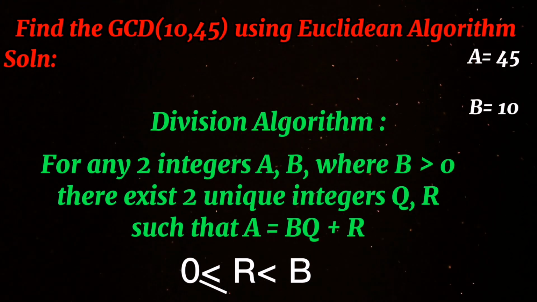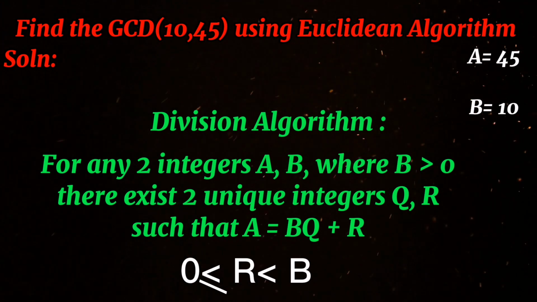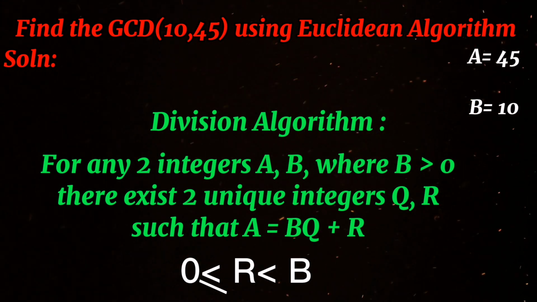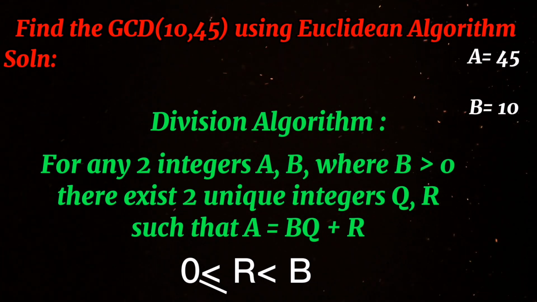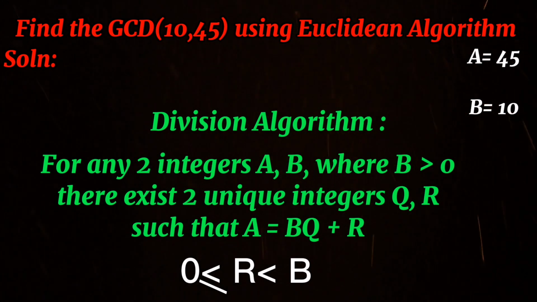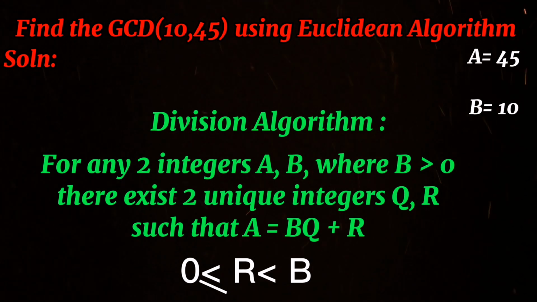But 0 must be less than or equal to R, meaning R has to be greater than 0 or equal to 0. R cannot be less than 0. The remainder can never ever be less than 0. It has to either be equal to 0 or greater than 0. And the remainder also has to be less than B, meaning B should be greater than R. The remainder can never ever be greater than B. So that is the division algorithm.